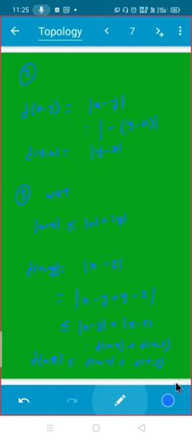is the metric space with the distance function mod. Correct?